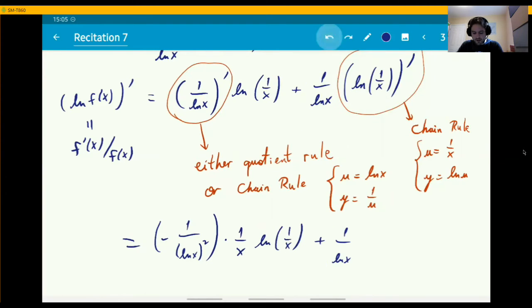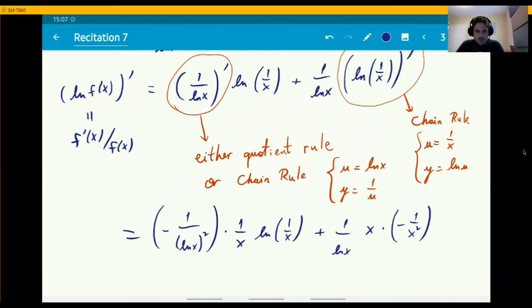And now this derivative of the function ln of 1 over x, how would that go by the chain rule? The derivative of the outer function ln will be 1 over what's inside, and what's inside is also 1 over x. So 1 over 1 over x is just x. And you multiply this by the derivative of the inner function, 1 over x, which is minus 1 over x squared.